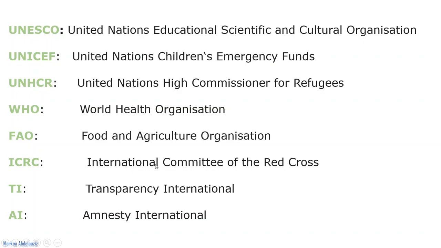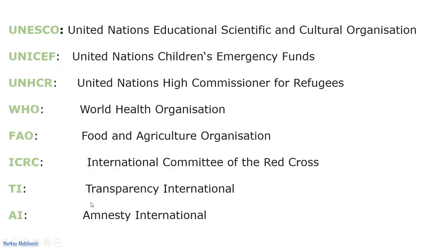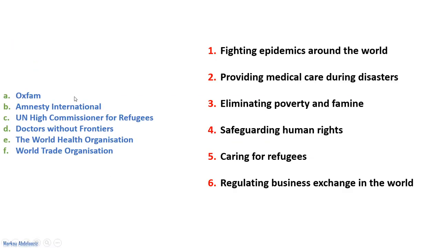ICRC is the International Committee of the Red Cross. So this one has to do with the Red Cross. This one, Red Cross, is this. TI, Transparency International. AI, Amnesty International. So here we have some types of international organizations, and what do they work for, or what is their goal, what is their function.